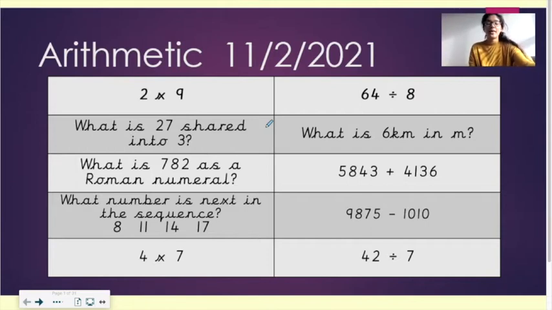5,843 plus 4,136. 9,875, take away 1,010. 42 divided by 7.